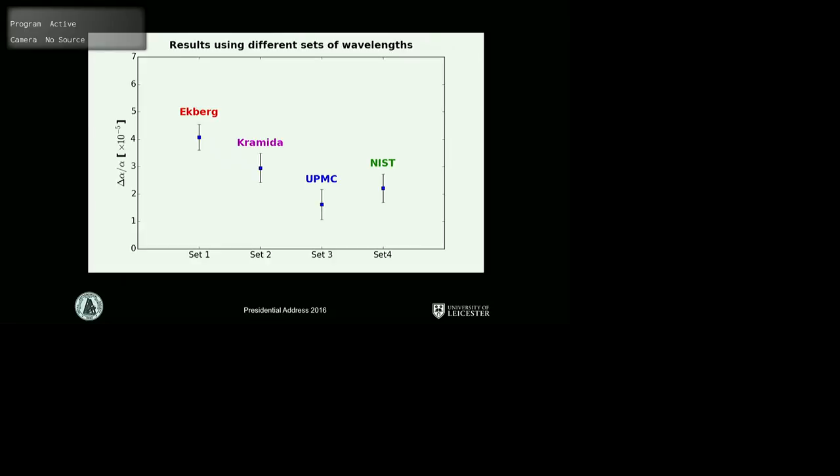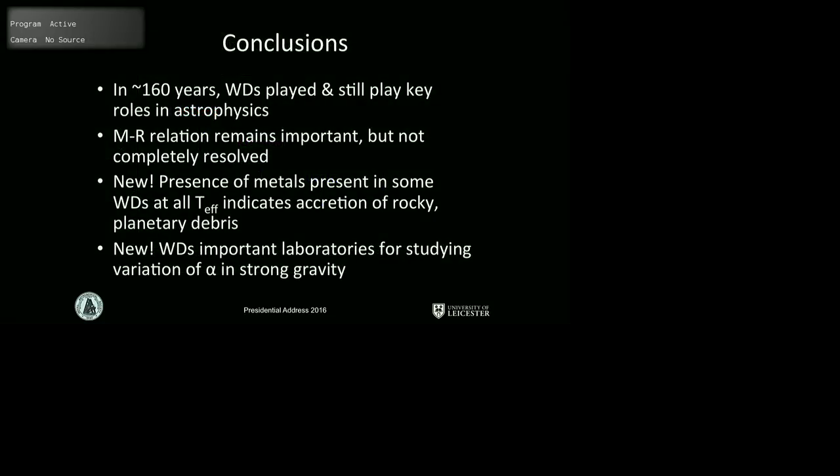But nevertheless, if we look at the sensitivity that we're trying to detect, we can actually predict that we will beat down on the systematic measurement errors here and get down to a level where, even if we don't detect anything, we can provide an upper limit that is of interest to cosmologists and will start to constrain some of the theories. So that brings me to the end. In 160 years or so, white dwarfs have played and still play key roles in astrophysics, and I hope I've demonstrated that in the things that I've been talking about this evening.